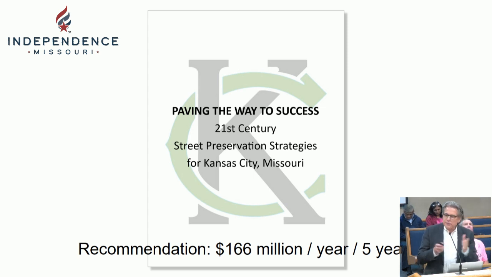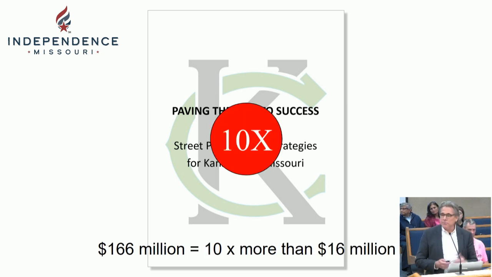And because the streets are in worse condition than if we just built them over the last 50 years, because they're older than just 50 years in many cases, the Public Works Department has identified that we need to be putting aside $166 million a year to get back on top of our streets to a point that they're in fair condition. Not a high bar, but at least a fair condition. That's 10 times more than we budgeted this year.